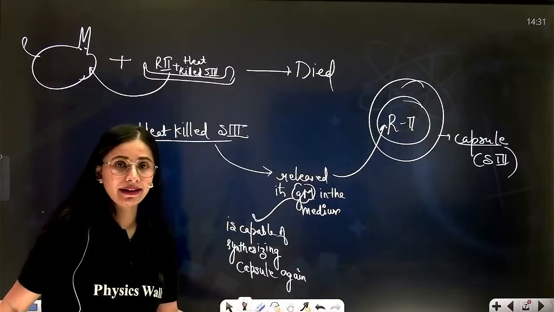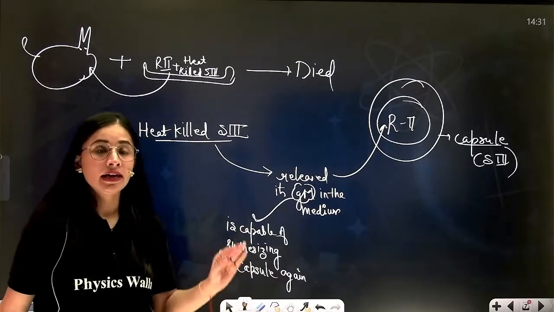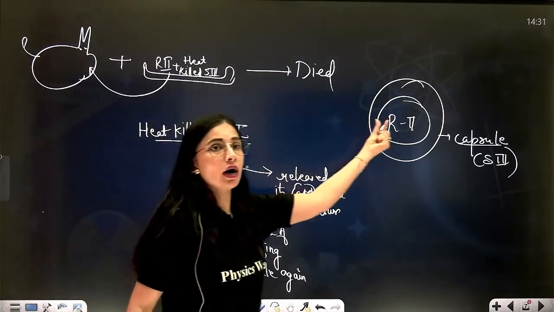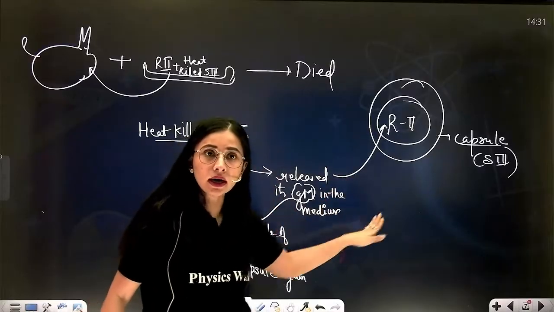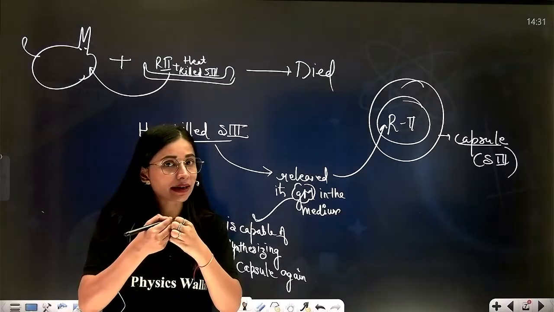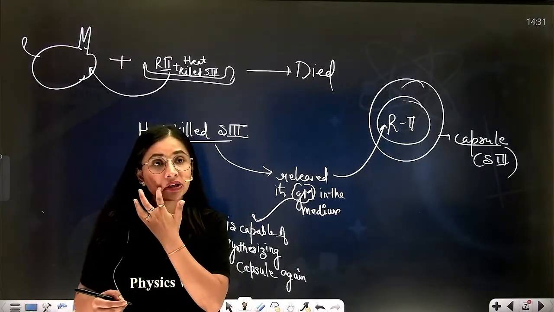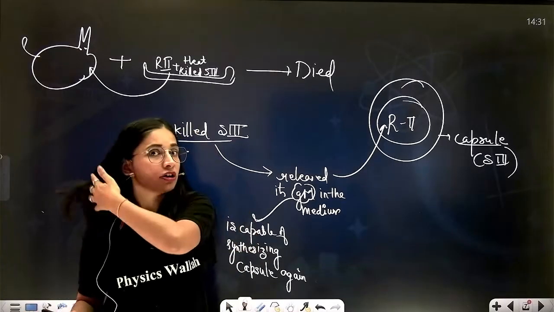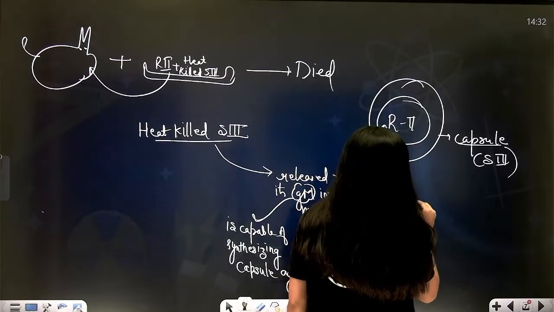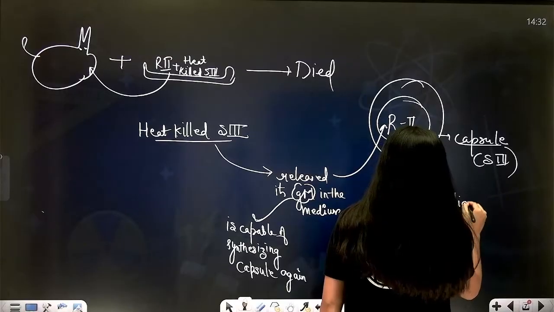This simple experiment is called transformation, because over here you see transmission of genetic material from one bacteria to another bacteria through a medium. See, R2 and S3, they are not coming in direct contact. It is only through the medium that exchange of genetic material is taking place. This is known as transformation. So this whole experiment by Griffith, beta, is known as transformation.